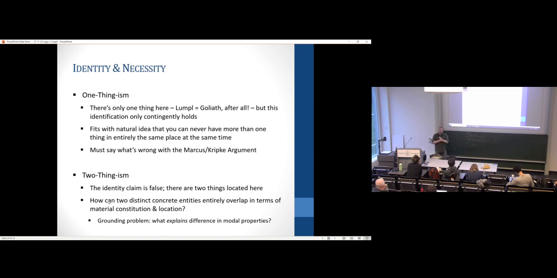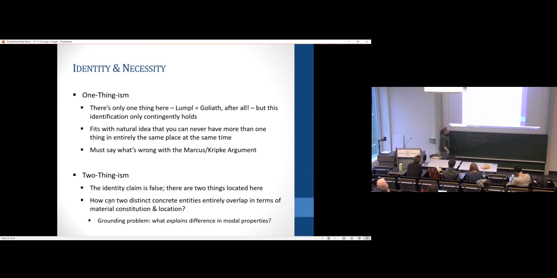The other way to go is two-thingism. You say, okay, cool. The identity claim isn't contingent because the identity claim was false the whole time. Lumpel and Goliath are not numerically identical. They are just spatiotemporally co-located. There are always two things there. But of course, this flies in the face of this intuitive idea that you could have two physical objects in entirely the same place at the same time. That's really weird.